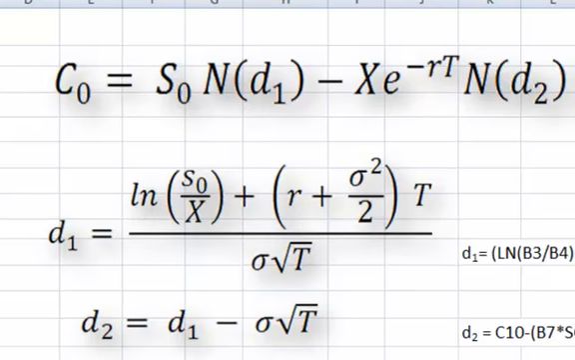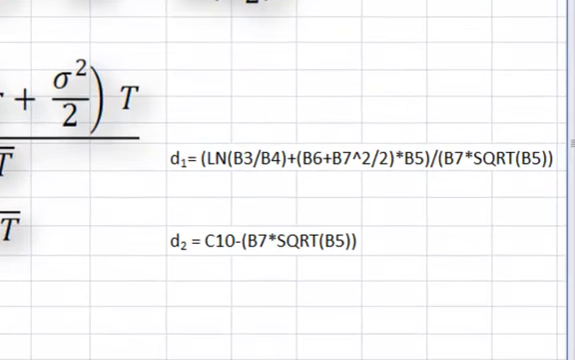And here's the two, D1 and D2, if you'd like to create your own model in Black-Scholes. Just remember that these cells are my cells, so if you have, like, the stock price is not B3, it's B4, make sure you change it within your model.